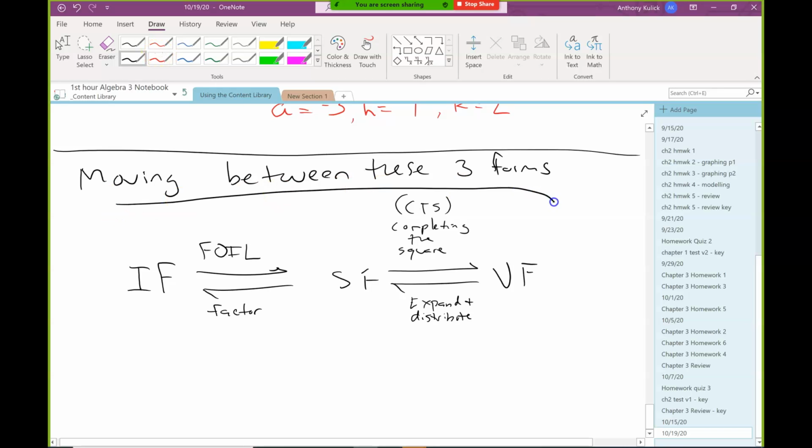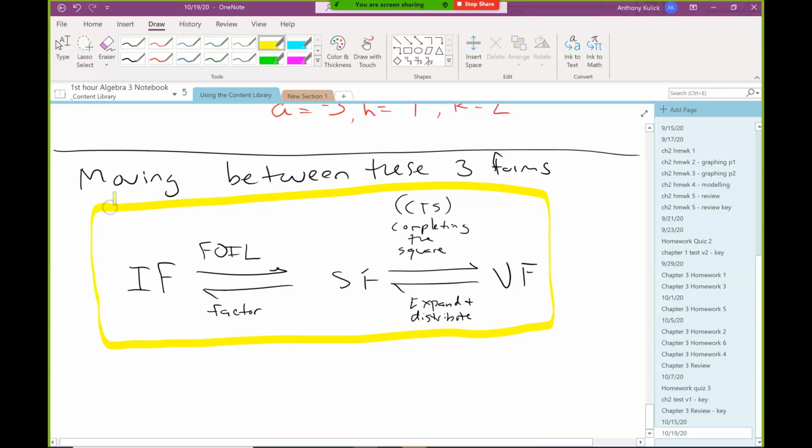So this is like our roadmap for moving in between these three forms. We'll refer to this quite a bit when we talk about these simplifying topics. It's going to be important that we're able to translate back and forth between these forms, because it makes doing certain kinds of problems massively easier if you're in one form versus another. So this will become very important when we talk about graphing or solving a little later on. Okay?